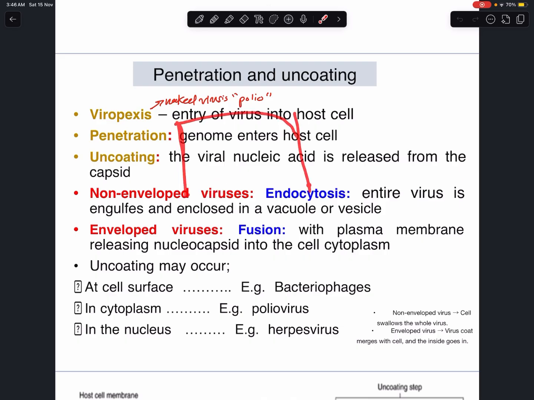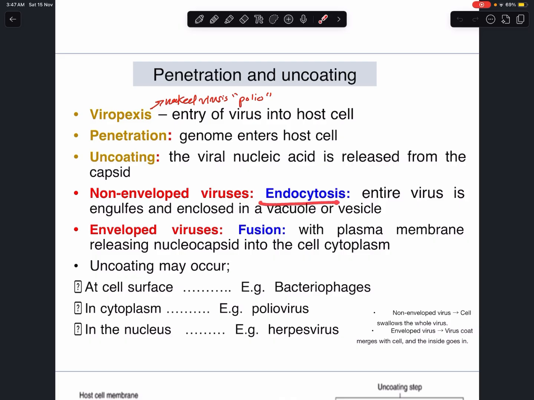Here is the cell, okay? Here is the virus. It entered. When it's inside the cell, the coat outside leaves the virus. Only the nucleic acid will be left. So yes, here this is with the capsid. Now it's without the capsid, okay? This is with, and now it's without. Yeah, it should be without inside the cell.